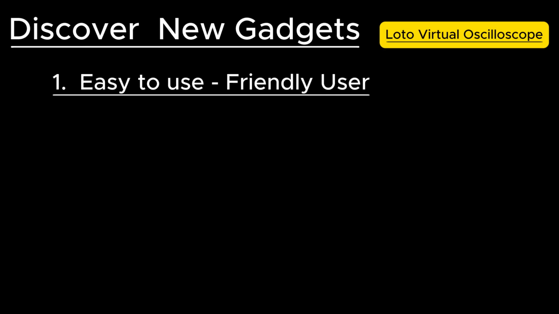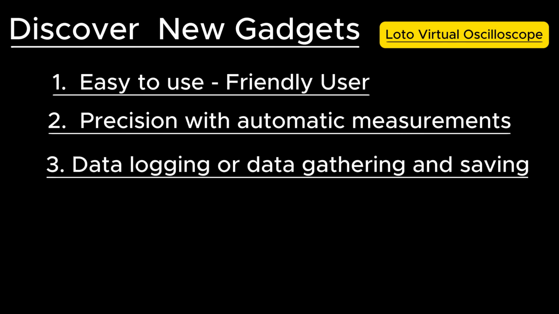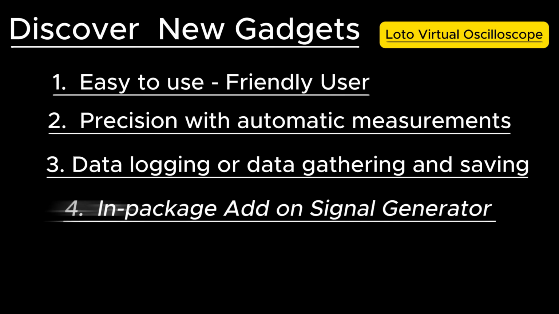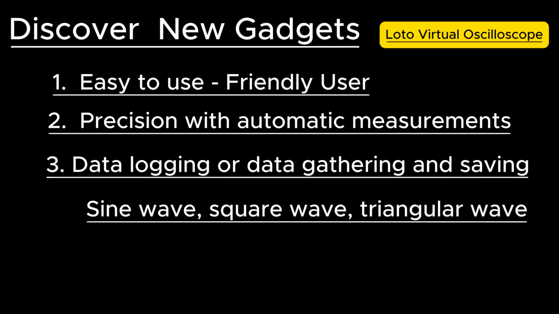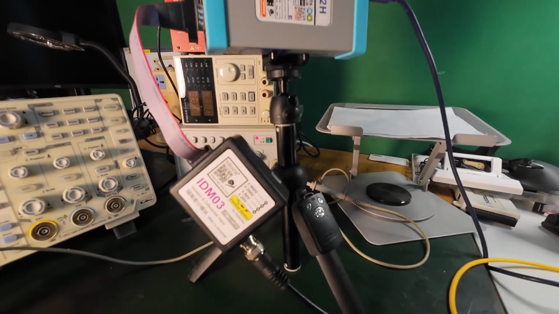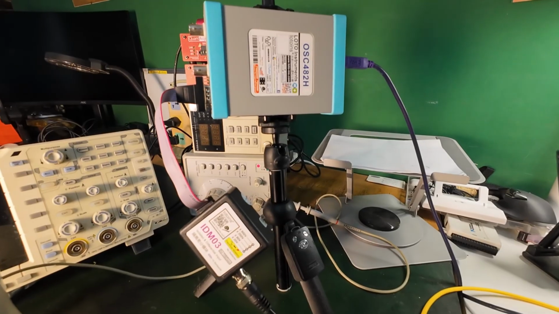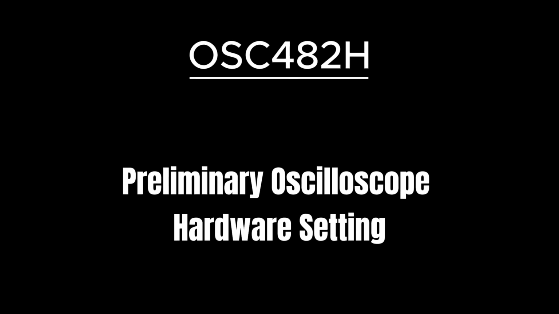So the study will be in terms of ease of use, a friendly user interface, precision with automatic measurement, data logging or that kind of data gathering plus saving, and an add-on signal generator with a sine wave, square wave, or triangular wave. There is also a frequency response function, and when we use an add-on differential input module, it can perfectly measure the BTL, or bridge-tied load, output of a Class D power amplifier. You know, the BTL is not referenced to ground, so it should be measured by a differential input or differential probe.